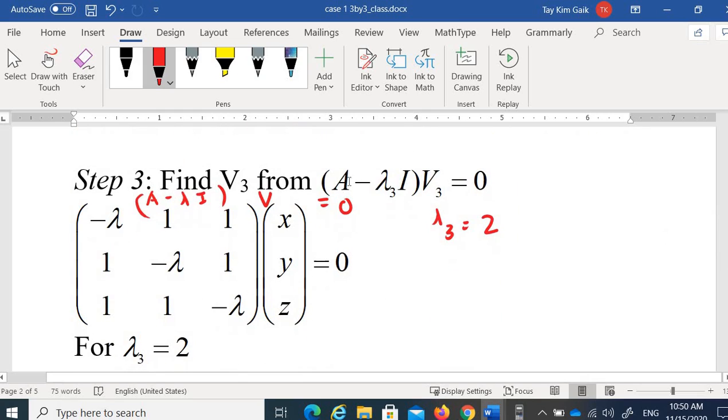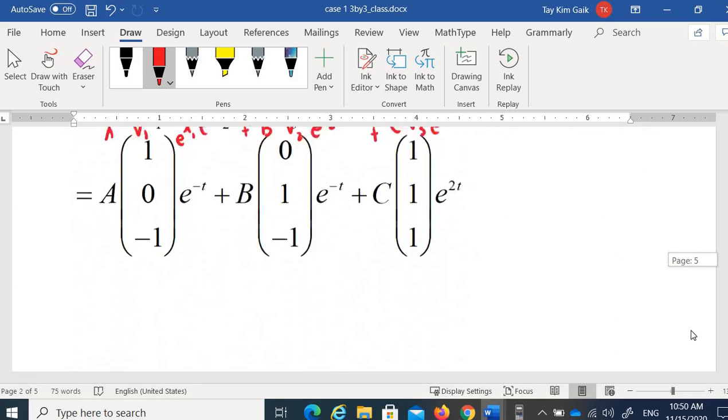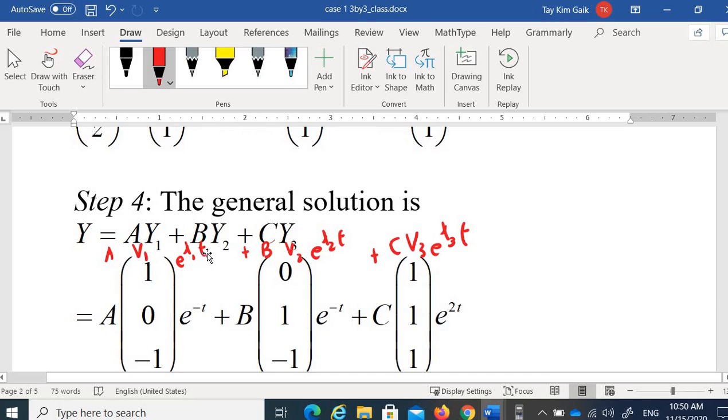Similarly, plug lambda 3 equals 2 into the homogeneous system (A minus lambda I), solving for v3, and we get a new eigenvector v3. Lastly, the solution will be A v1 exponent lambda 1 t plus B v2 exponent lambda 2 t plus C v3 exponent lambda 3 t. With this, thank you for your attention.